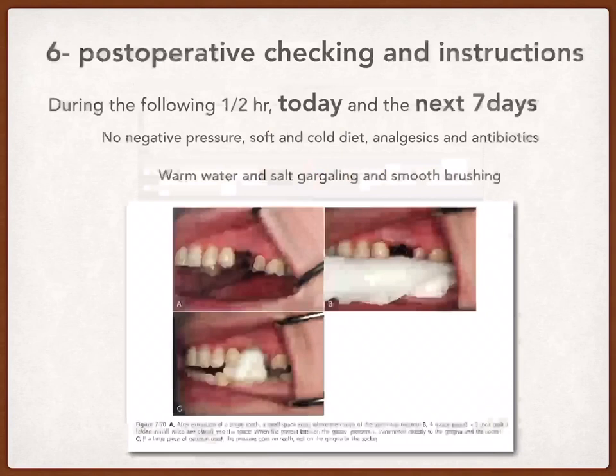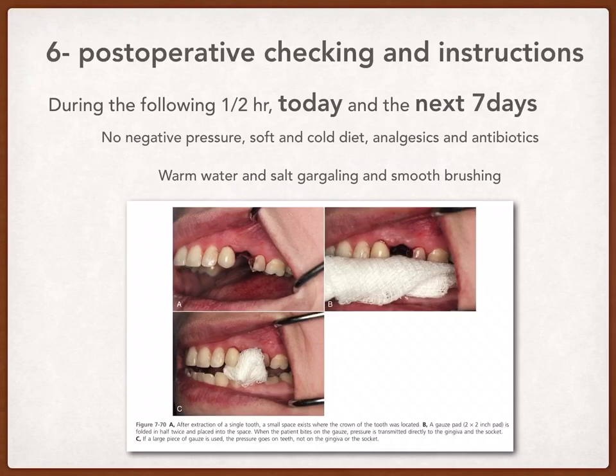After the completion of the extraction procedure, we should do the post-operative checking and instructions. We should check the tooth if it is complete or not. We should check if it has a disease, a periapical lesion that should be curetted or not. And also we should check the bone if it has a sharp ridge that should be corrected by a file or anything else. And then, most importantly, we should give instructions to the patient, which are divided into 3 parts. Instructions during the following half an hour, during the following day, and during the next 7 days.